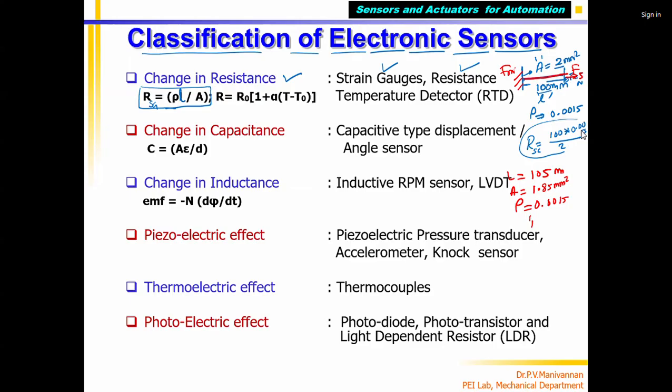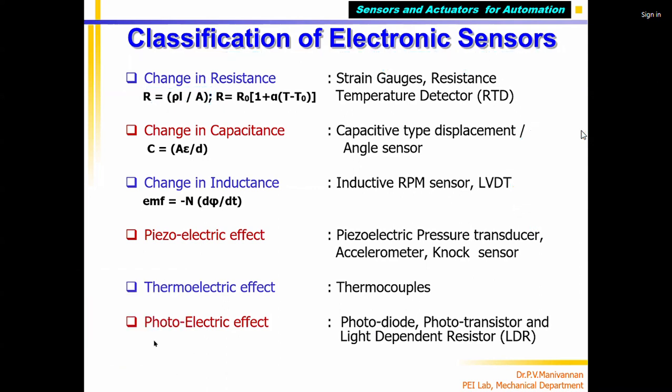Now again, if we calculate my R_SG after applying the force, you will have a different value. Correct? Definitely it will be more than the value you got before. For example, if this was 1 ohm, this may be 1.1 ohm. I'm just saying it can be a new value. This is how the strain gauge works.